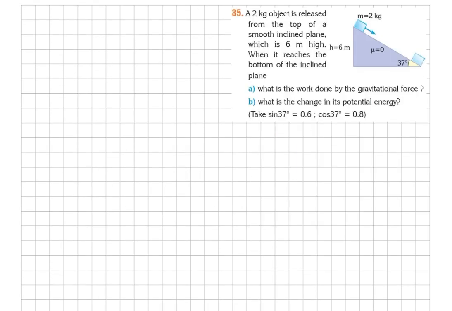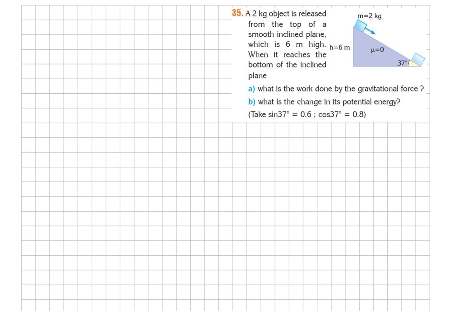Question 35. A 2 kilogram object is released from the top of a smooth inclined plane, which is 6 meters high. When it reaches the bottom of the inclined plane, what is the work done by gravitational force? What is the change in potential energy?